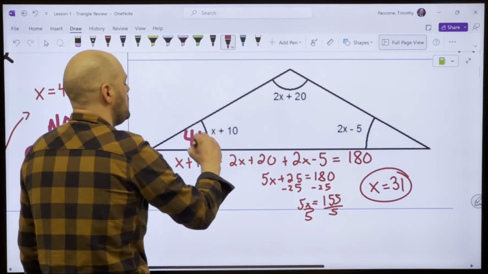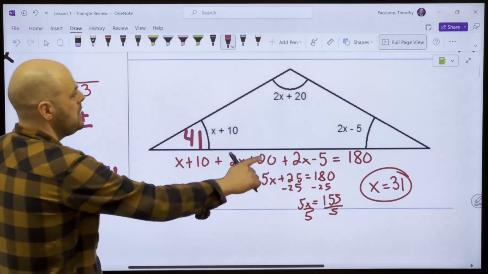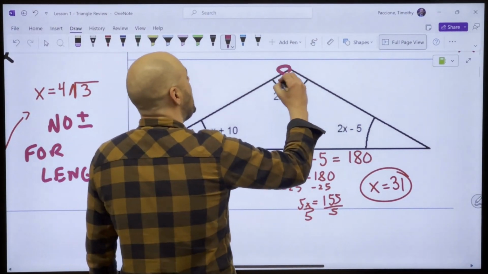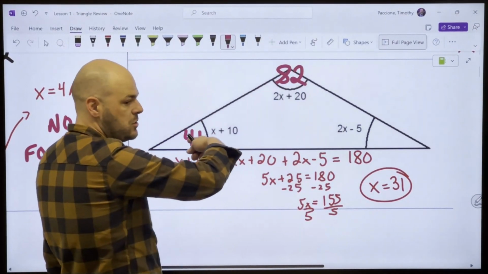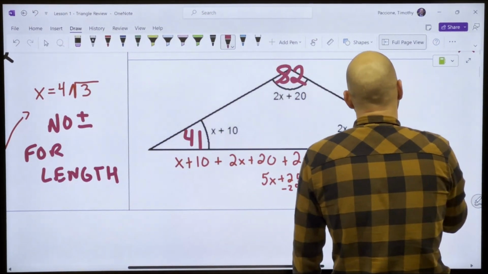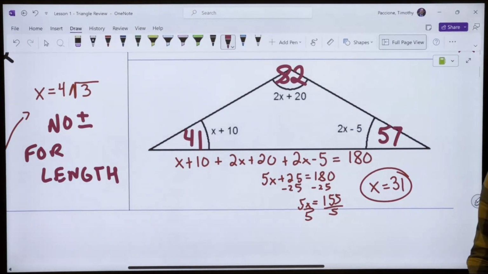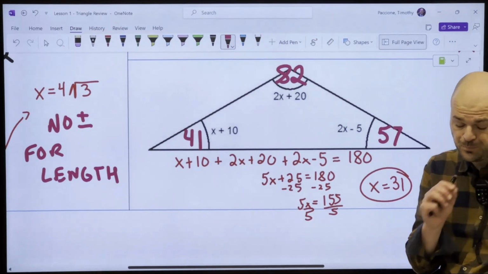41. Right? You don't always have to do it in your head, but that's the concept, right? 2x plus 20, well, that's 62 plus 20, that's 82, right? And then this one, you either subtract these two from 180 or keep plugging in. 62 minus 5 is 57. Check your work by adding them all up. They must be 180.